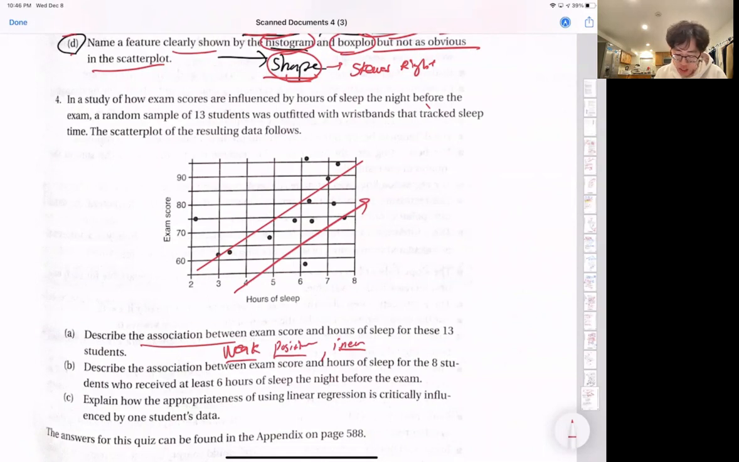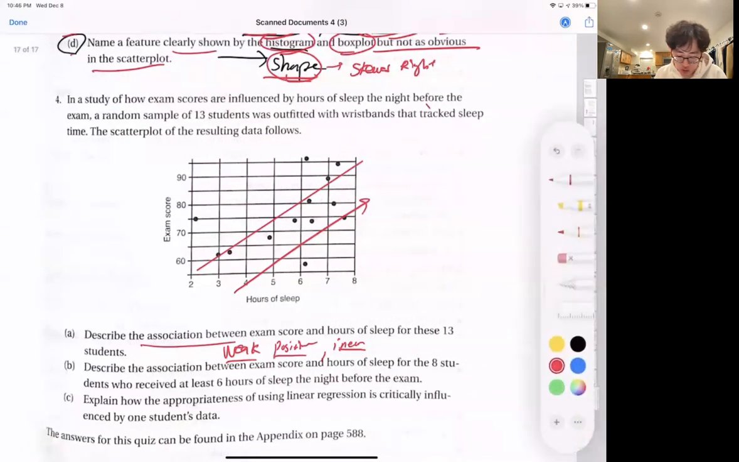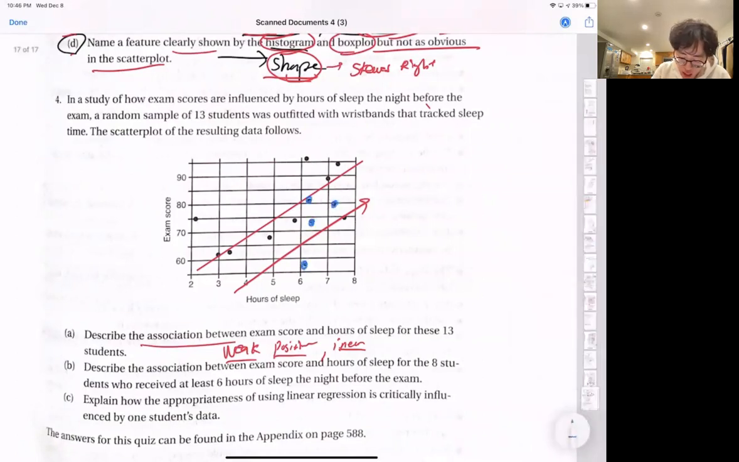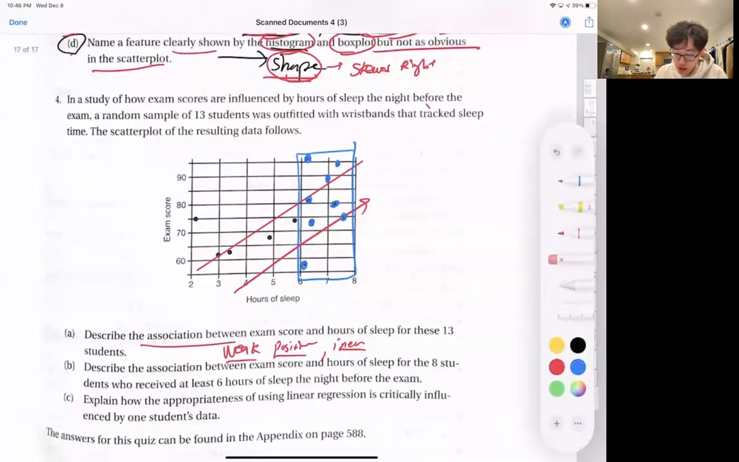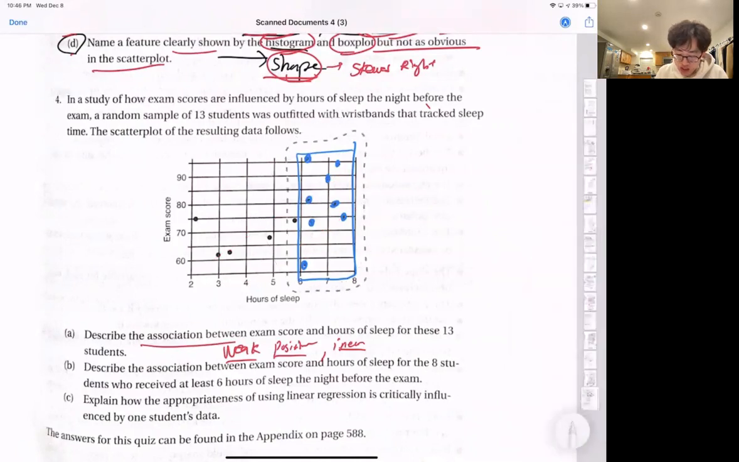Describe the association between exam scores and the hours of sleep for the 8 students who received at least 6 hours of sleep. So we're talking about these blue dots right there, 5, 6, 7, 8. All right, so it's all over the place. If we're just considering this part of the data, I'm going to erase these 2 lines and just bring this down for you guys to see.